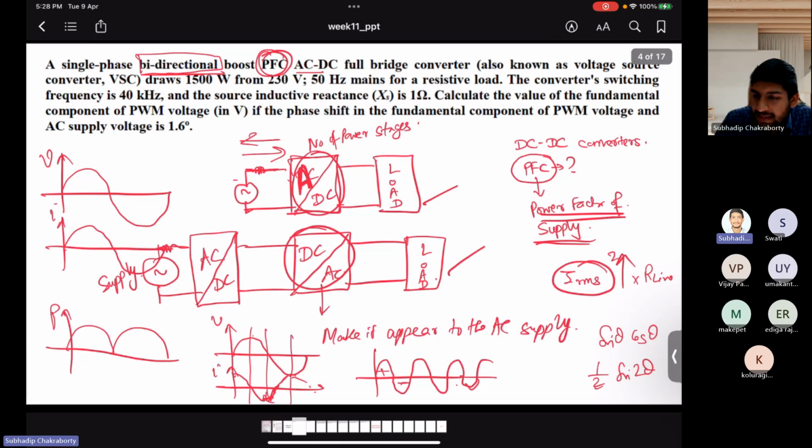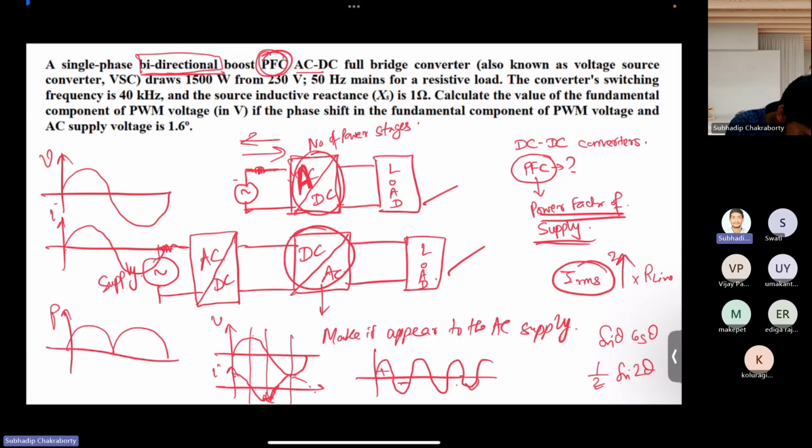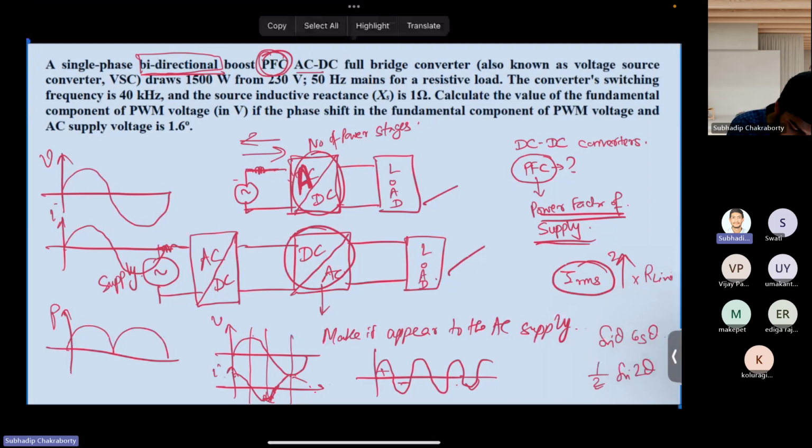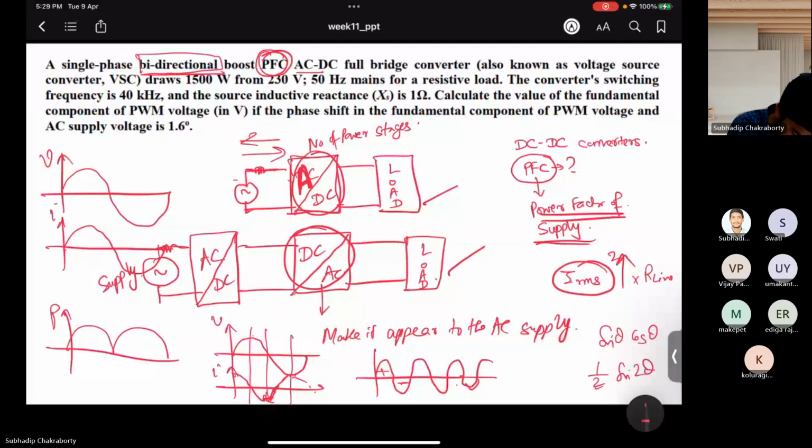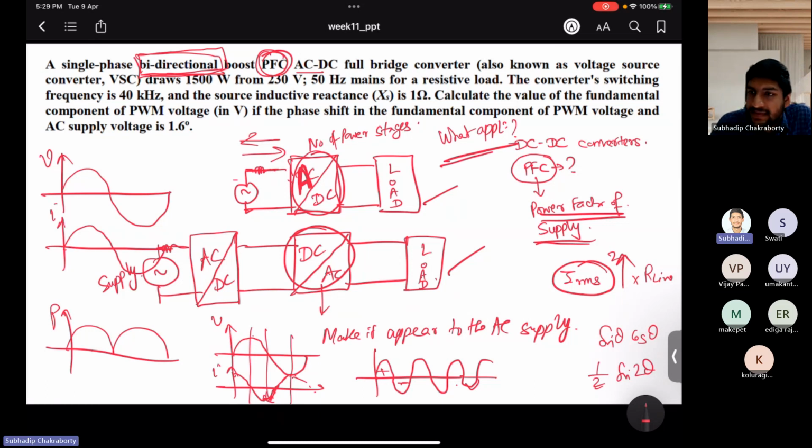By supporting the supply, can anyone tell me what are the applications for bidirectional? Because this is interesting, right? So what applications need bidirectional power transfer? That's what I was asking. Yes, please answer. For what applications do you need bidirectional power transfer? Electric vehicle. Correct. Because you want some regenerative action also, right?